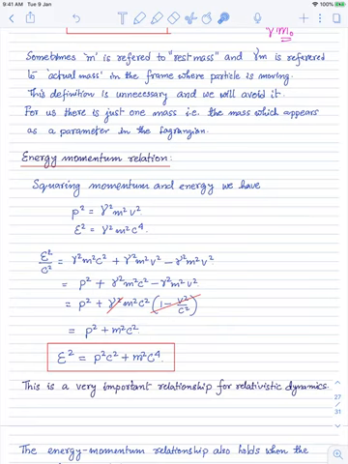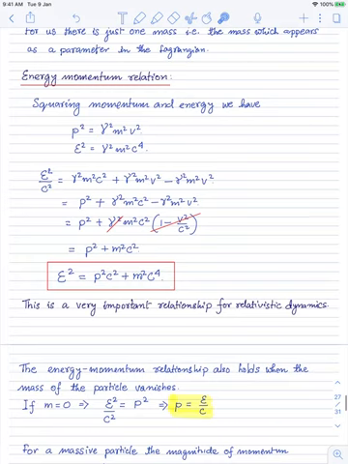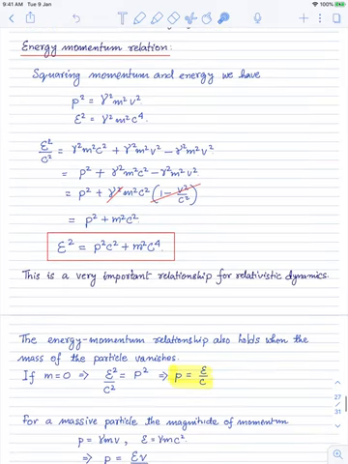So basically, energy square is given by the mod of momentum square c square plus m square c to the 4. This is a very important relationship which plays a very important role in all of our relativistic dynamics of particles. It is the relationship between energy, momentum, and mass, rest mass if you like.